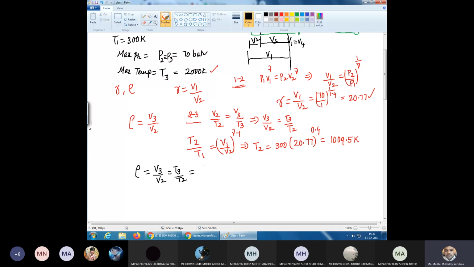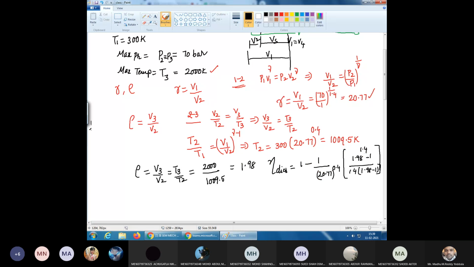So T3 value is given as 2000 Kelvin, and T2 we just calculated as 1009.5. So therefore, this value, rho, we get as 1.98. Once you know the rho value and the R value, the efficiency of the diesel cycle is equal to 1 minus 1 by R power gamma minus 1, into rho power gamma minus 1 by gamma into rho minus 1. With R as 20.77 and rho as 1.98, we get this value as 65.3%.